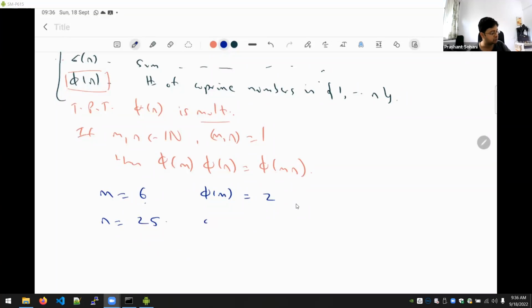1 and 5, and n is 25, so phi of n. Whenever you have a prime power, it's very easy to figure it out, because basically all the multiples of 5 will be excluded and everything else will be taken, right? So it will be basically 25 minus 5, which will be 20. So the claim is that the product phi of mn, which is phi of 150, should turn out to be 40.